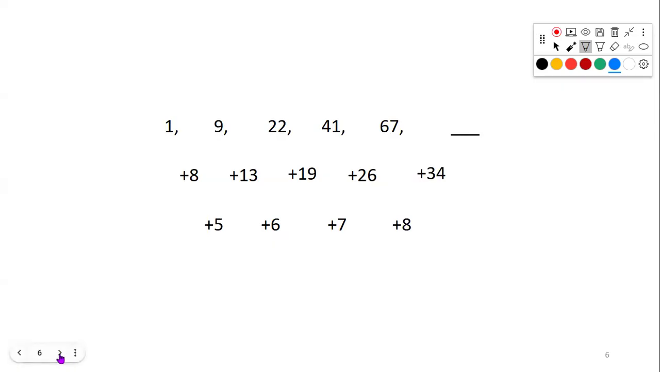Yeah, plus 8, then 34. Answer is 101. Yeah, Pranit, you are right. Yeah, Vaishnavi, there is one. So first you are taking the difference. Let me write it down. I'm just writing it down.